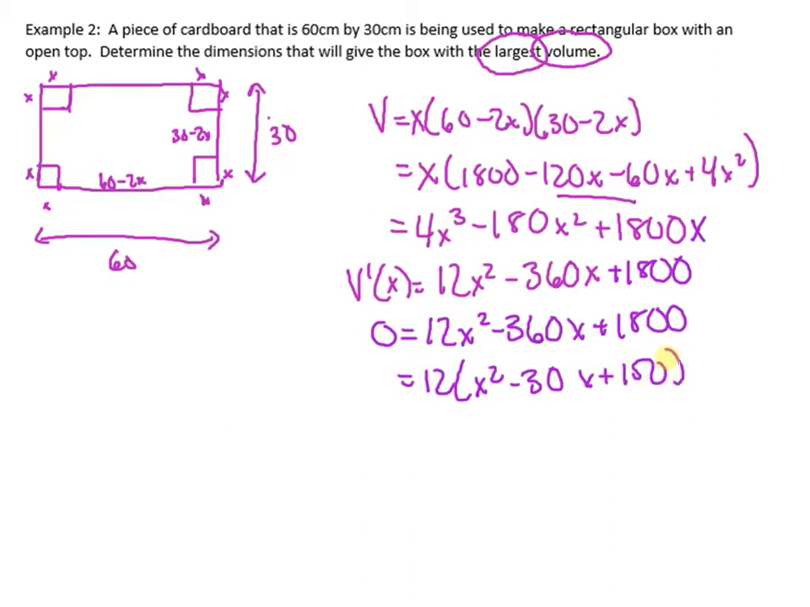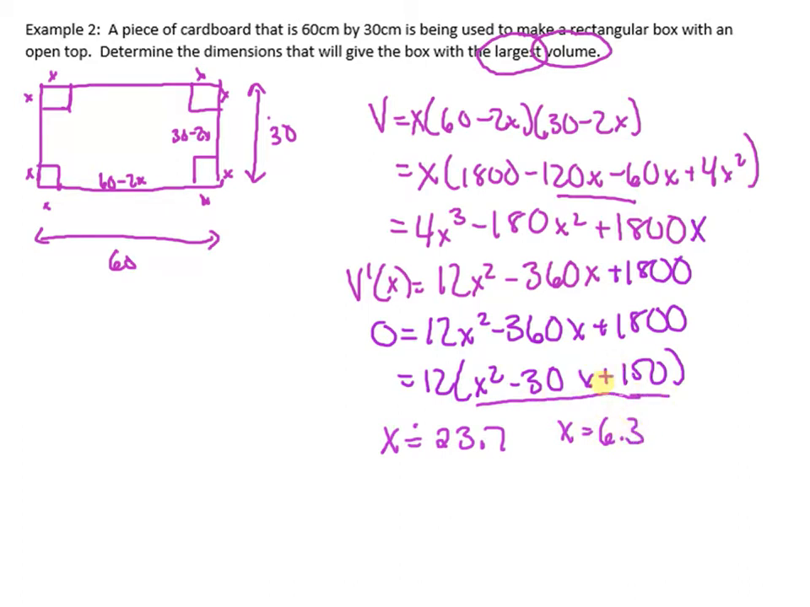Okay, 1, negative 30, 150. This is an ugly one. You have to sub this into the quadratic formula, and you're going to get x equals approximately 23.7, and x equals 6.3. So go ahead and do that. I'm not going to do that work.